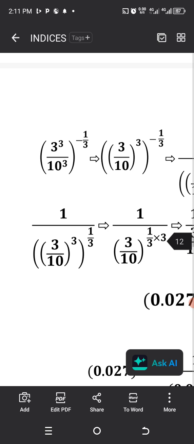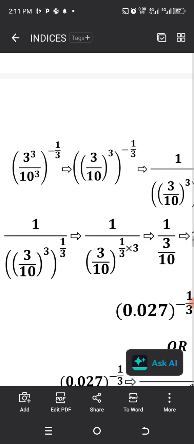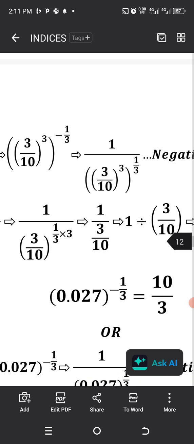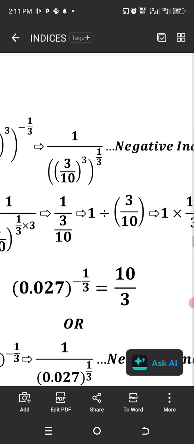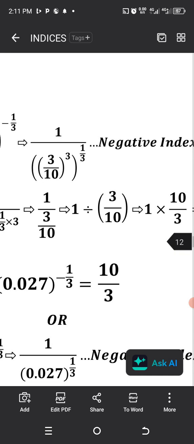So the next approach is what? You bring out the common power. So that was why we are now having only 3 over 10 inside the parentheses, and everything raised to power 3, still multiplied by the last index outside, multiplied by minus 1 over 3, because it's the last power there. The words power, index, and exponent can be used; they are equivalent, so they are the same thing.